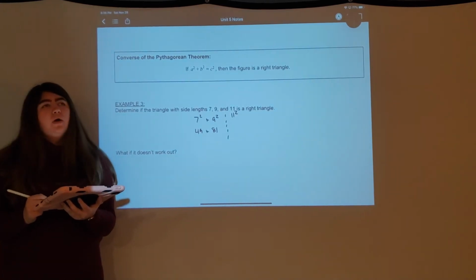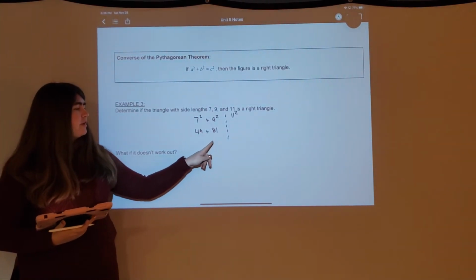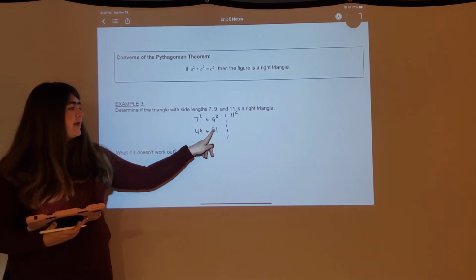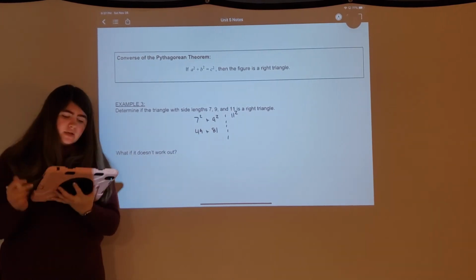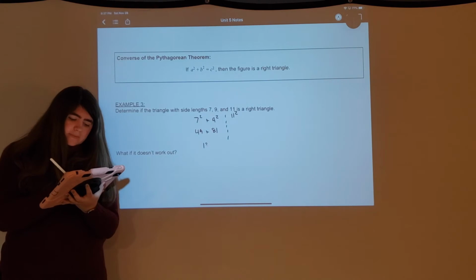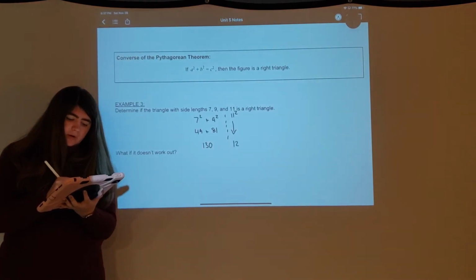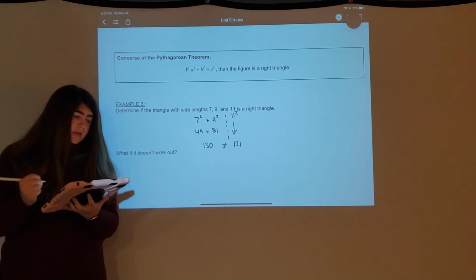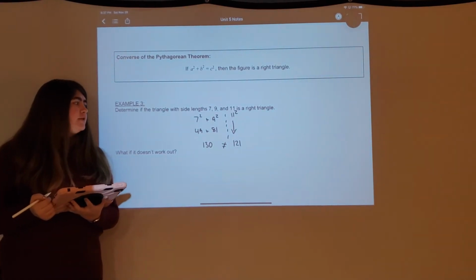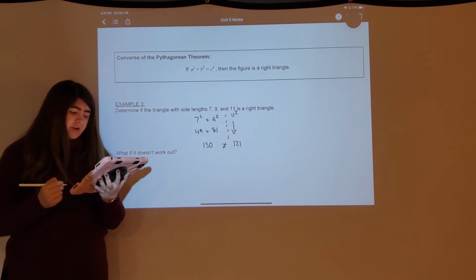49 plus 81: 9 plus 1 is 10, carry the 1, so I have 9 now. 9 plus 4 is 13, so I have 130. And 11 squared is equal to 121. 130 is not equal to 121, so therefore this is not a right triangle.